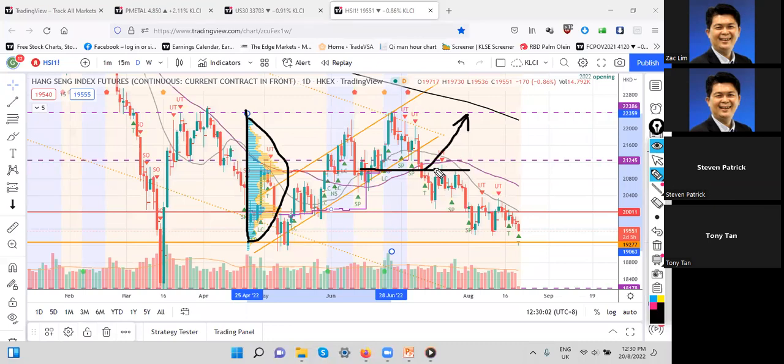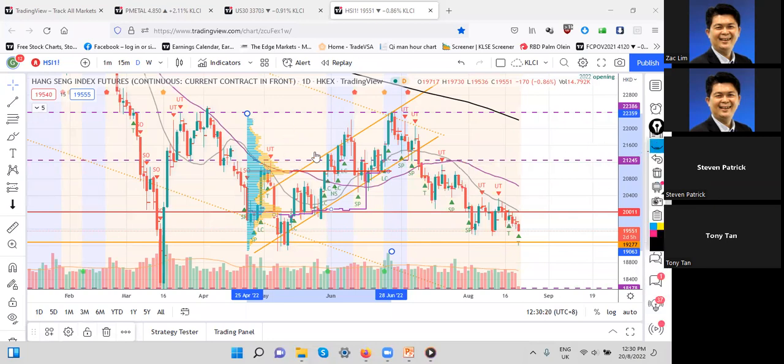If this line can hold, then the pullback might go back to the 200 MA. But if this line cannot hold, usually you will see it break, and try one, try two also cannot. Then we will go straight down. So this is a D structure.